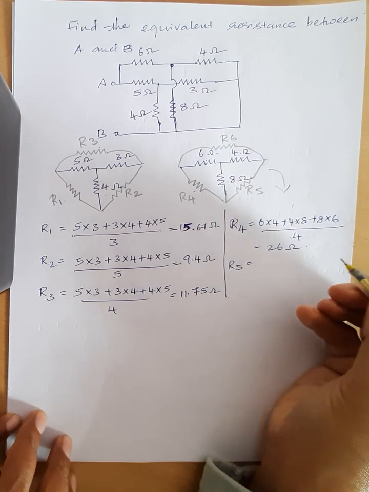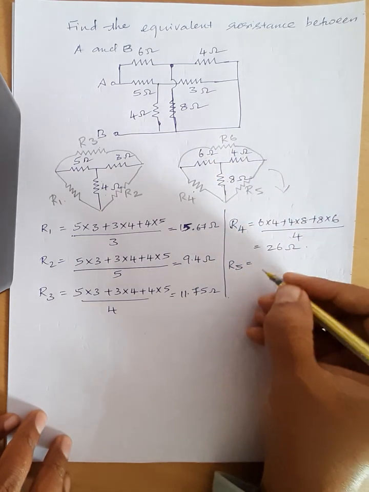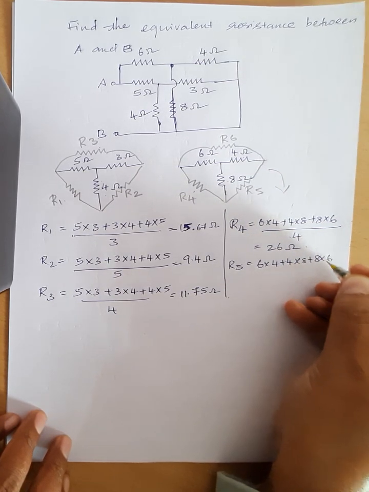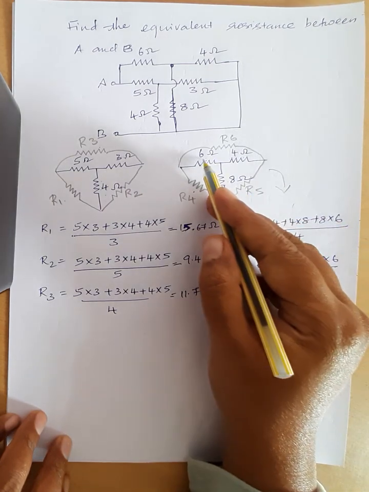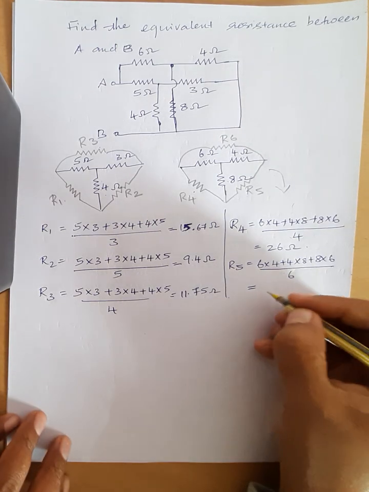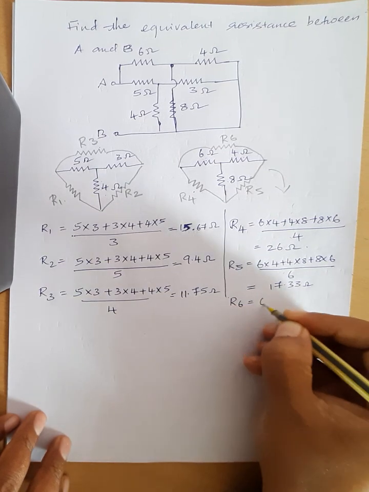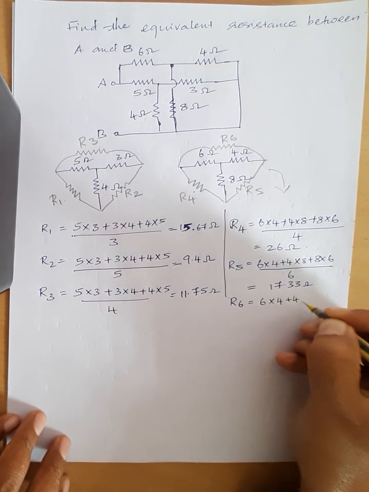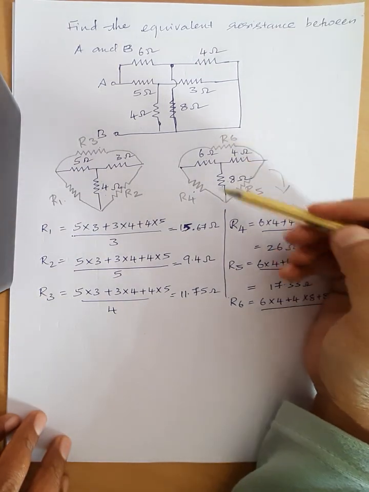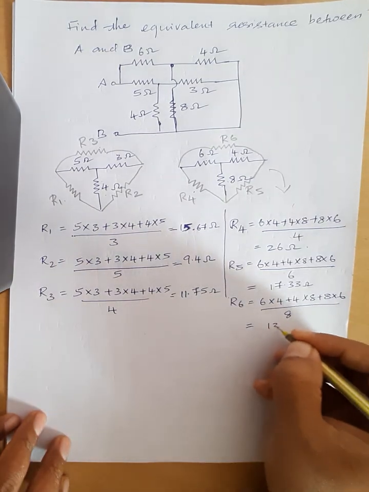R5: the same 6 into 4 plus 4 into 8 plus 8 into 6, divided by R5's opposite, that is 6. You will get the answer 17.33 ohms. R6: the numerator is the same, 6 into 4 plus 4 into 8 plus 8 into 6, divided by R6's opposite, which is 8. You will get 13 ohm.